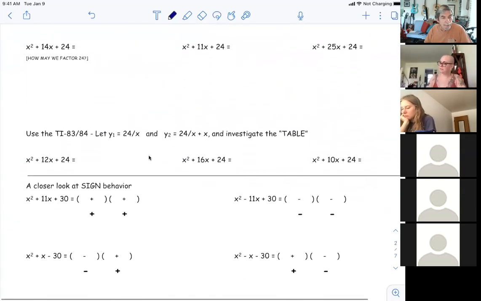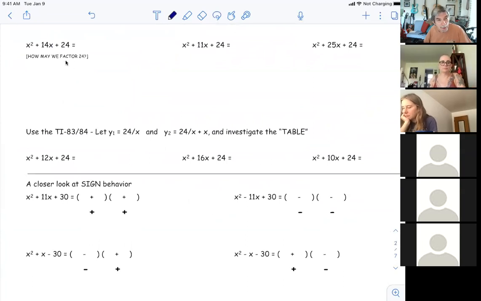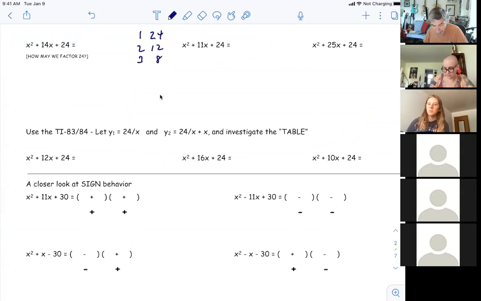Here's the next one. How many ways can we factor and get 24? This is where you might start saying bad words under your breath. 1 and 24, 2 and 12, 3 and 8, 4 and 6, and that's it, right? Next would be 6 and 4. It starts repeating itself.